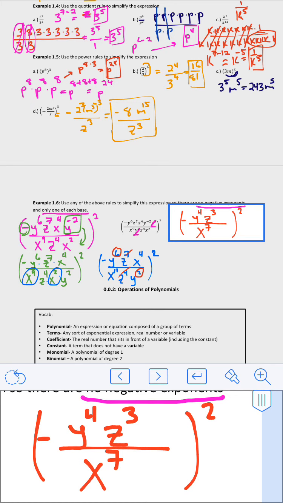Alright, cool. So I've got no negative exponents. I have 1 of each base. Fabulous. One more step, though. I really don't like that 2 on the outside. So we're going to use the distribution rule just to make our life a little easier. And we're going to do everything squared.